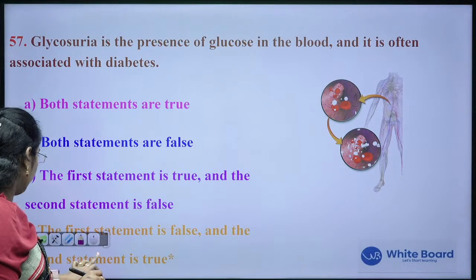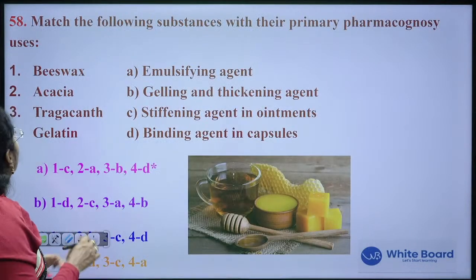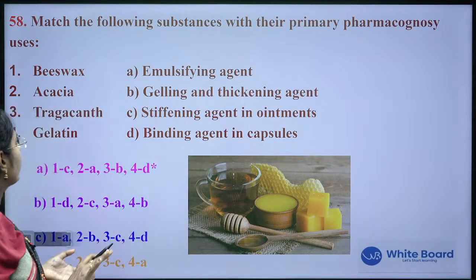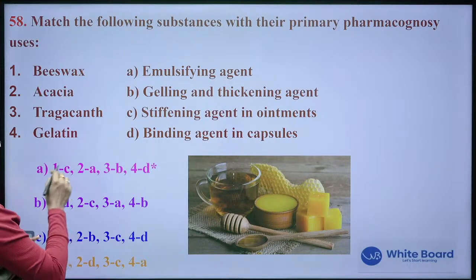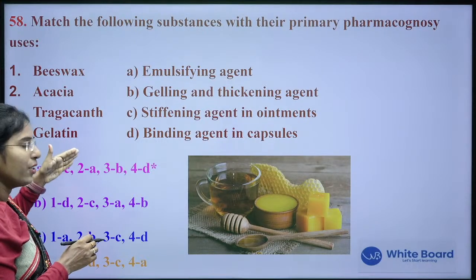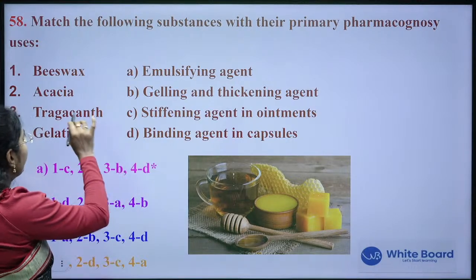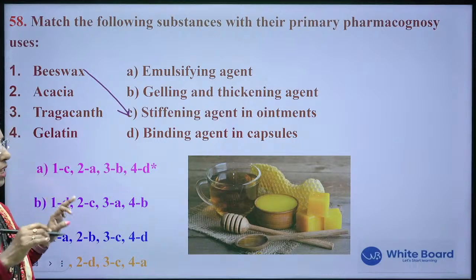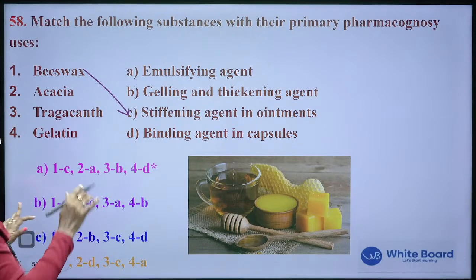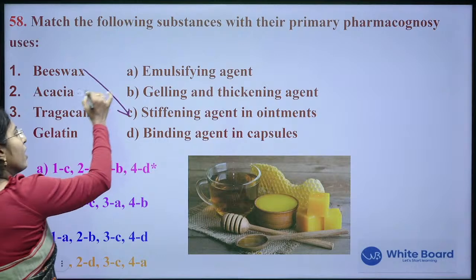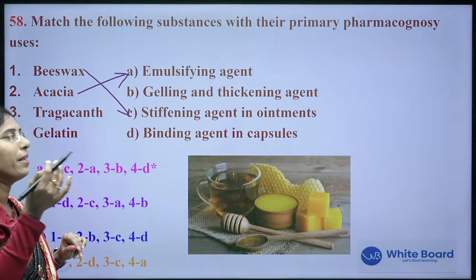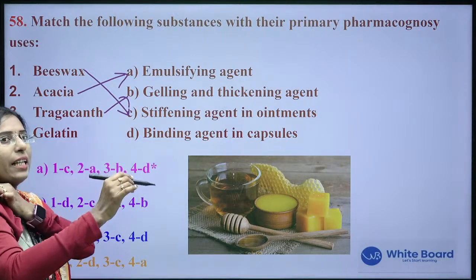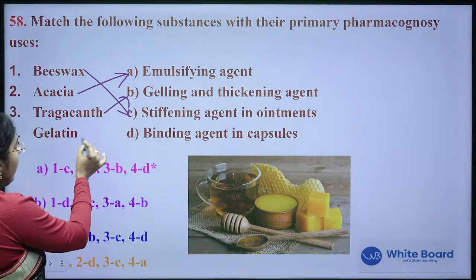Coming to the next question. Match the following substances with their primary pharmacognosy uses. Beeswax, acacia, tragacanth and gelatin. This is also a direct question. Beeswax is used as a stiffening agent in ointments. Acacia is generally used as an emulsifying agent. And tragacanth has a gelling and thickening effect.